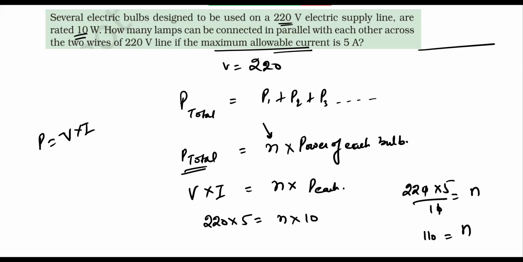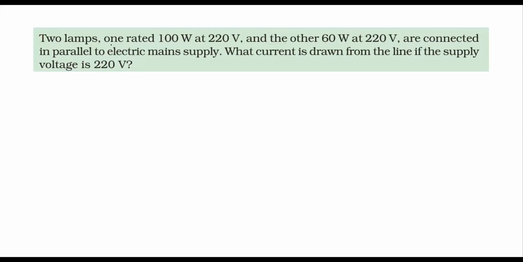Done, Amar? Should I move forward? The last question. Two lamps, one rated 100 watt, 220 volt, and another rated 60 watt, 220 volt, are connected in parallel. What current is drawn from the source? So you need to find out the current. Can you easily find out the current in each case? Tell me.